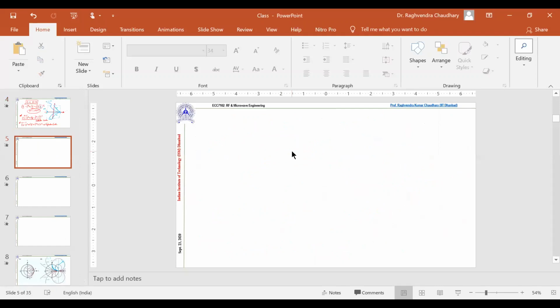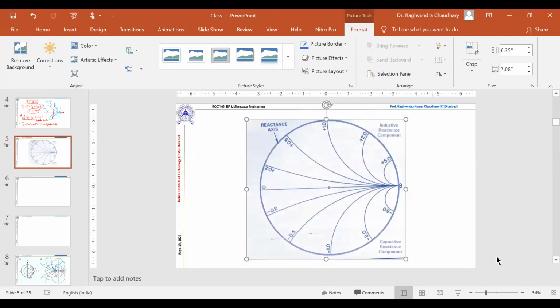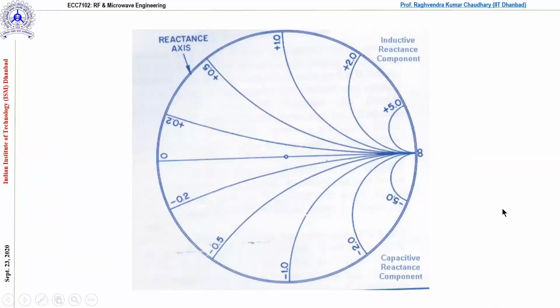Fine. So simply, if you are trying to draw these circles, it will look like this. These all are reactance circles, correct, of different values, like 5.0, 2.0, 1, 0.5, 0.2, like that. And similarly on the downside, -5, -2, -1, -0.5, like that. Fine. So these all are called the X circle or reactance circle.